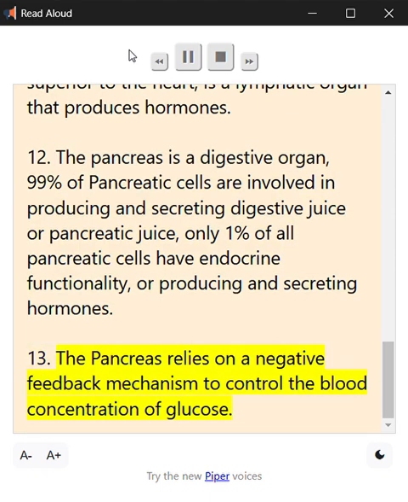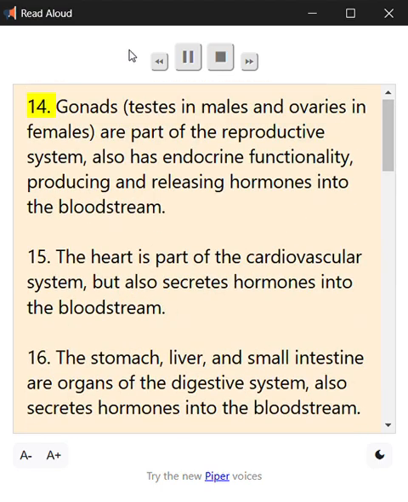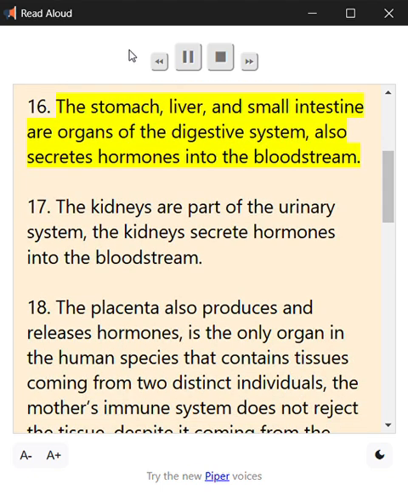13. The pancreas relies on a negative feedback mechanism to control the blood concentration of glucose. 14. Gonads, testes in males and ovaries in females, are part of the reproductive system, also has endocrine functionality, producing and releasing hormones into the bloodstream. 15. The heart is part of the cardiovascular system, but also secretes hormones into the bloodstream. 16. The stomach, liver, and small intestine are organs of the digestive system, also secretes hormones into the bloodstream. 17. The kidneys are part of the urinary system, the kidneys secrete hormones into the bloodstream.